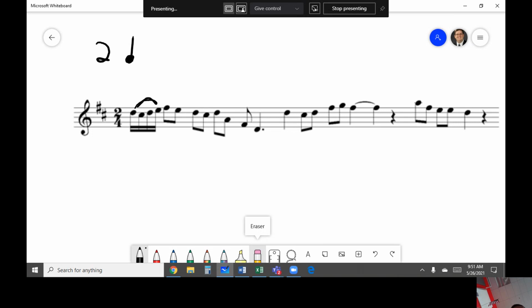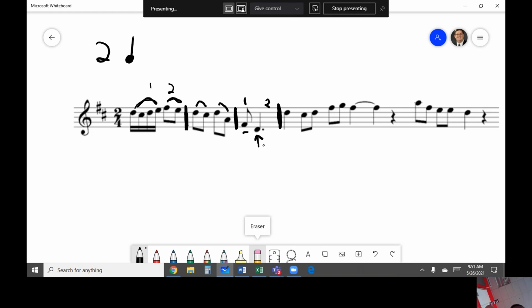4 16th notes make up one. 2 8th notes make up the next. 1, 2. This is a little tricky. 1, 2, because this one fits out to be a beat and a half, right? Plus a half beat equals 2.